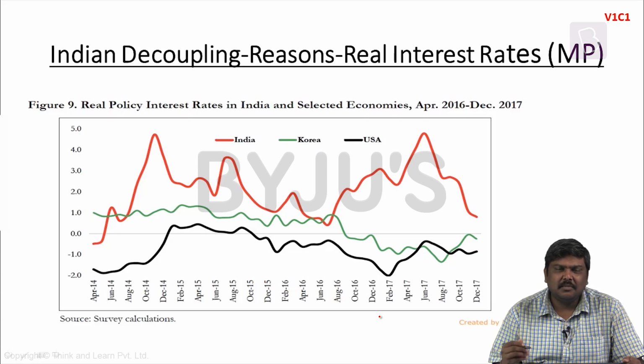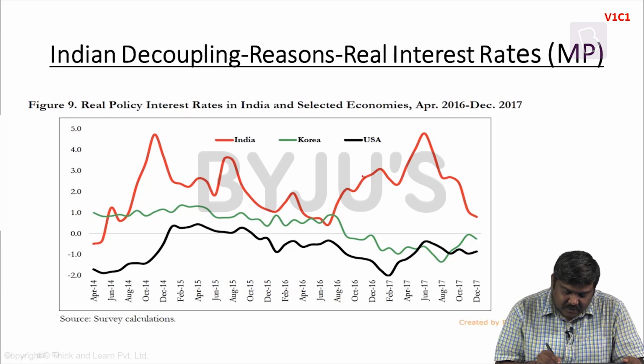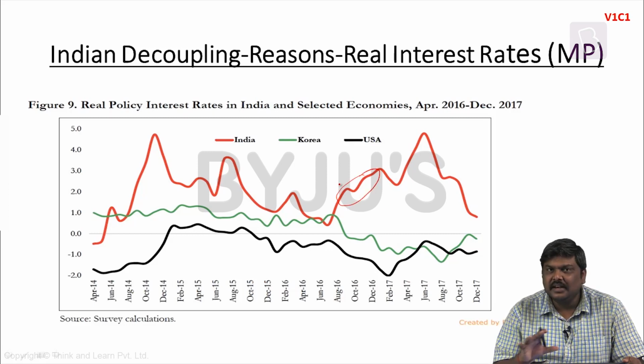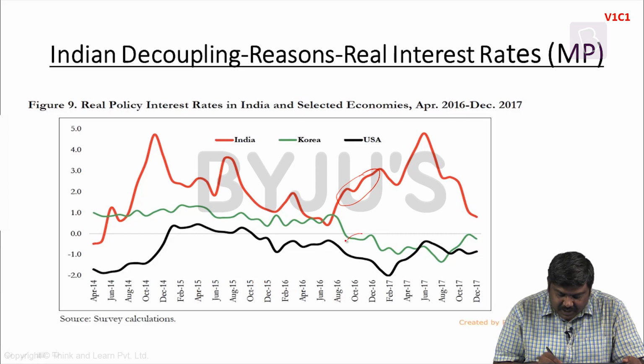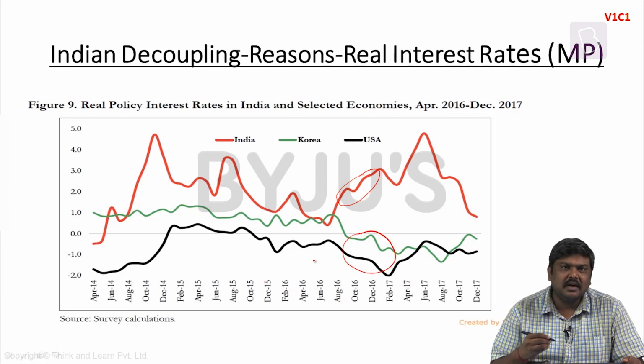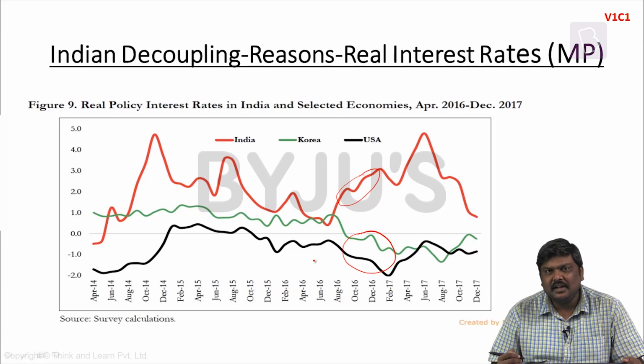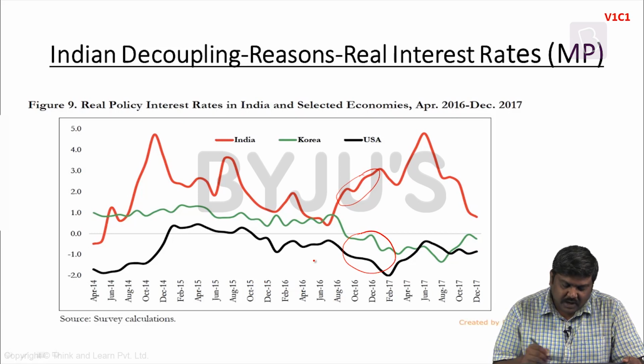In the case of India, the monetary policy announcements led to very high real interest rates in the economy, whereas in many of the major economies around the world, the real interest rates were very low. For example, in this graph, you can see that in the second half of 2016, the real interest rates increased in the case of India, whereas in the same time period, the real interest rates in Korea as well as USA declined. As per the economic survey, the real interest rates in the Indian economy increased by 2.5%, whereas the real interest rates in these countries declined by 1%.